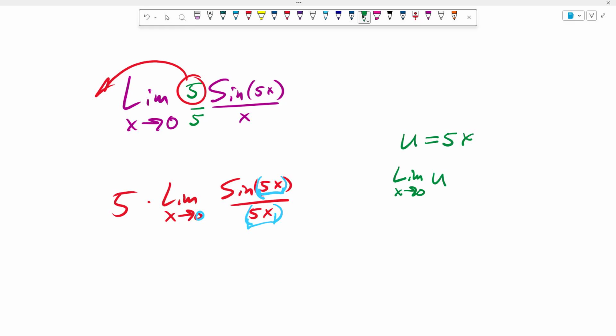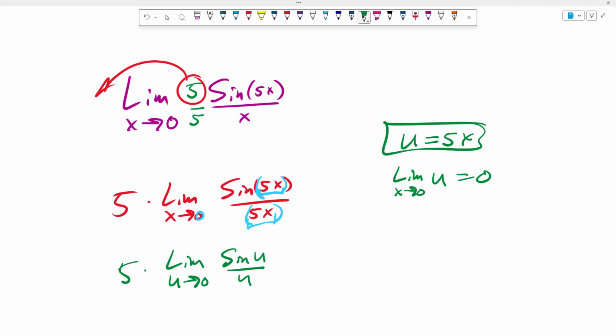You don't really have to do this, but sine of u over u, whatever the variable is, this limit equals 1. So the key here is that whatever is inside the sine has to be the same thing down here. This will equal, in this case, 5. So if we're missing a number here, we multiply by that over that, and then usually bring the one over now.